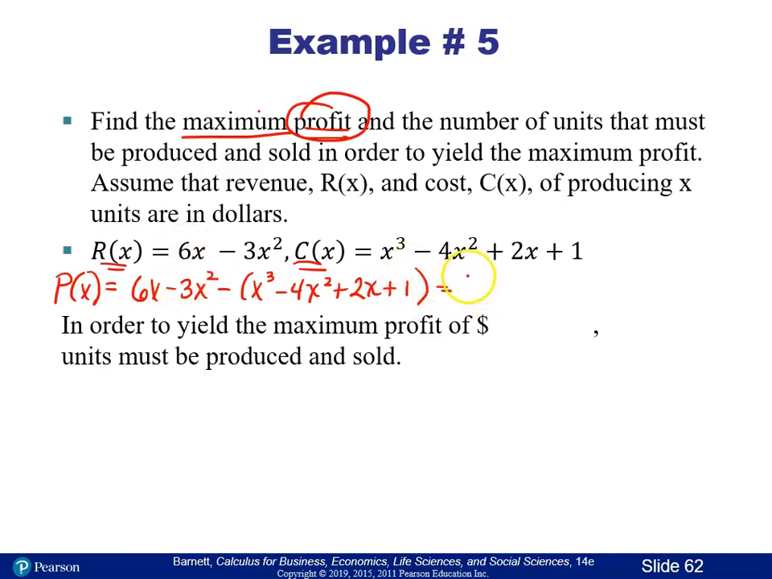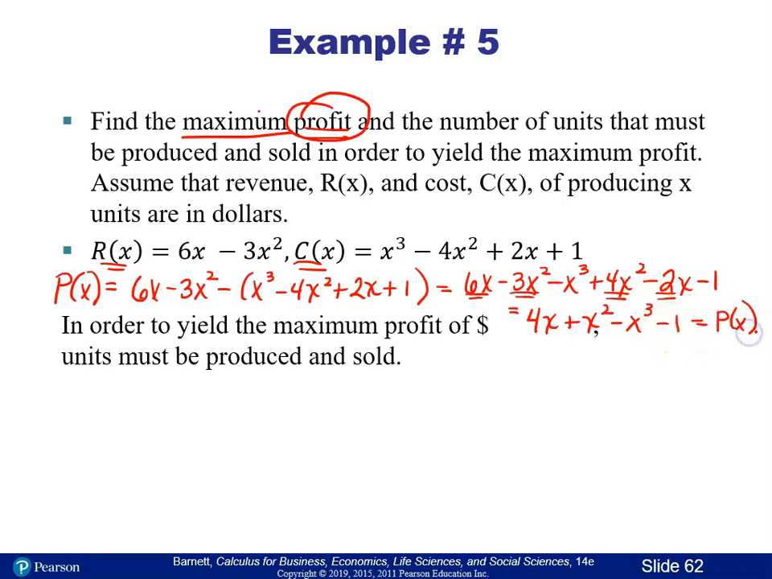Okay, so I'm going to distribute. So I'm basically changing the signs of all these terms here. And then I want to see if I can combine some like terms together. So the 6x and the negative 2x will become a 4x. The x squareds will be just positive x squared, then minus x to the third, and then minus 1. And that's going to be my profit equation. So yes, we do have a little bit more complicated profit equation.